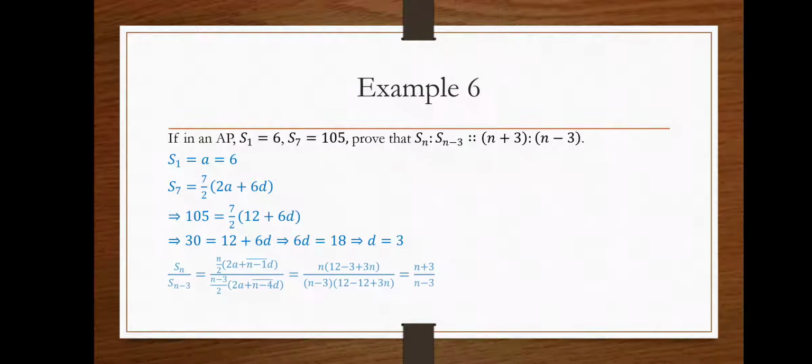So in this case I have done it directly. You could have done it separately and then taken the ratio. Your choice, no problem with that. And if you do your calculation, you will see things get cancelled and you are left with (n plus 3) by (n minus 3). So that is your answer.